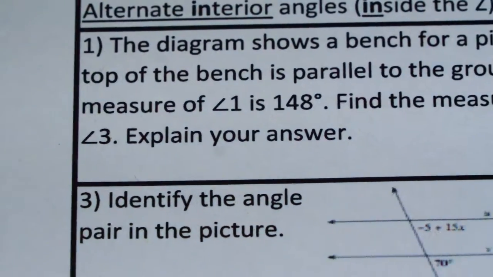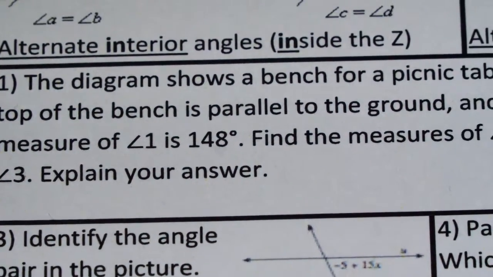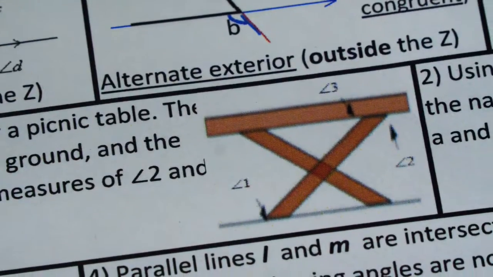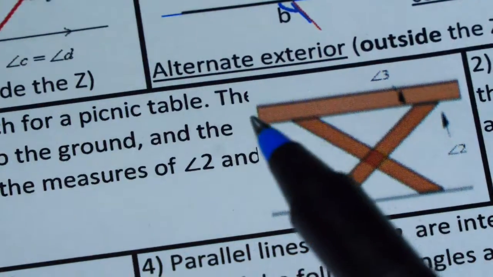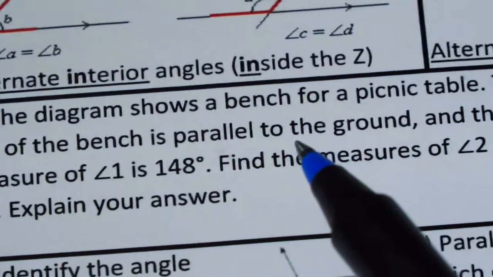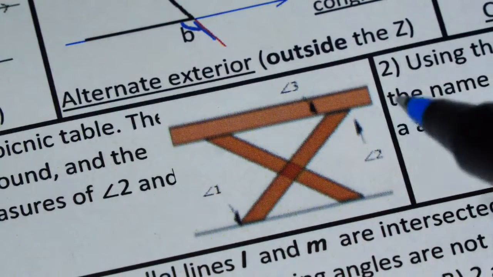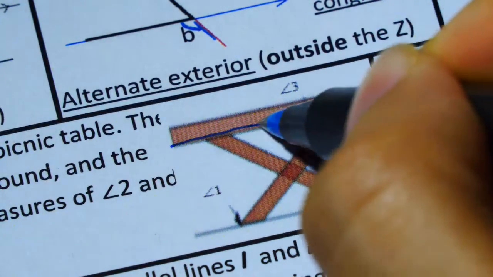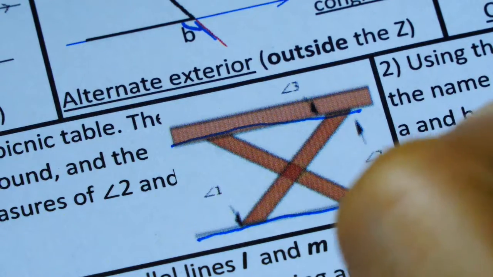Let's look at question 1. The diagram shows a bench for a picnic table. This is our table. The top of the bench is parallel to the ground. So we have the top of the bench here is parallel to the ground.